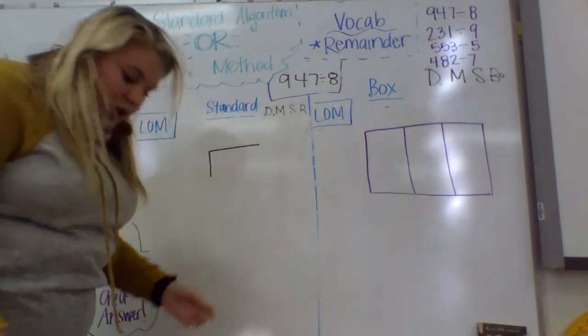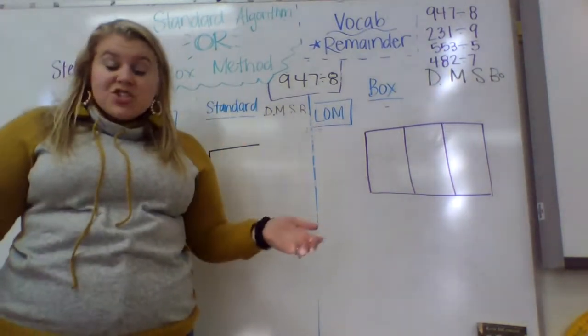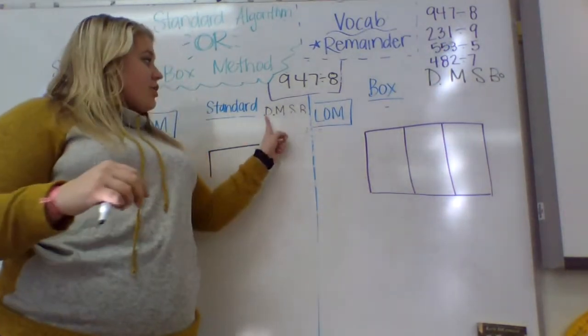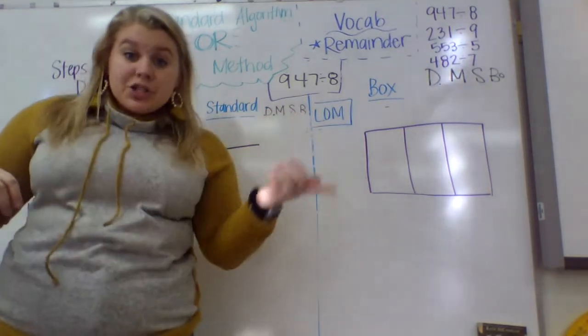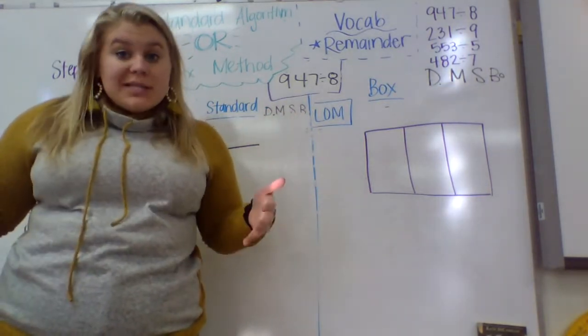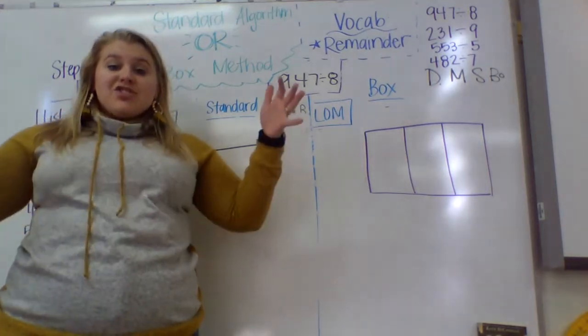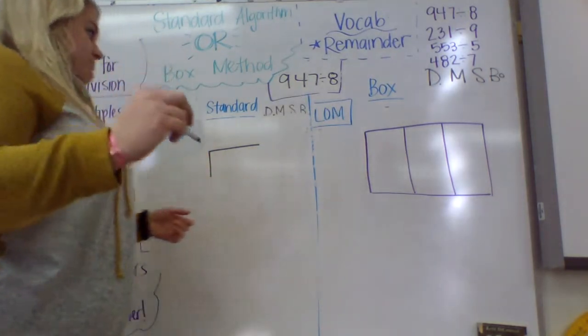So when you do 3-digit by 1-digit, it's just the same. It's just adding your divide, multiply, subtract, and bring it down. You're just going to have to do that for another round. So it's not any harder. It's just going to take a little bit longer.